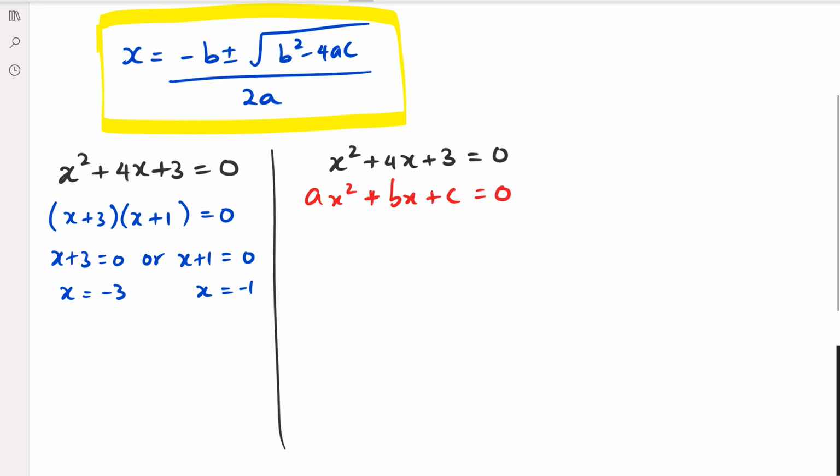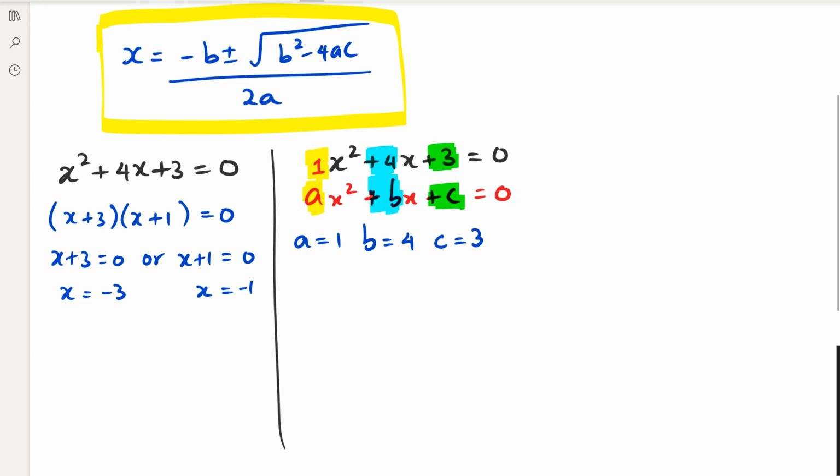So what it means is that we're going to start matching things up. The first thing we're going to match is the value for a. It's actually the number in front of x squared, the coefficient of x squared. In this case, the coefficient of x squared is just 1. So that means a is equal to 1. Next, we look at the value of b. So b is the coefficient of x, which in this case is going to equal 4. And finally, the value for c is the number by itself, or the constant, which in this case is 3. So what we have is a equals 1, b equals 4, and c is equal to positive 3.